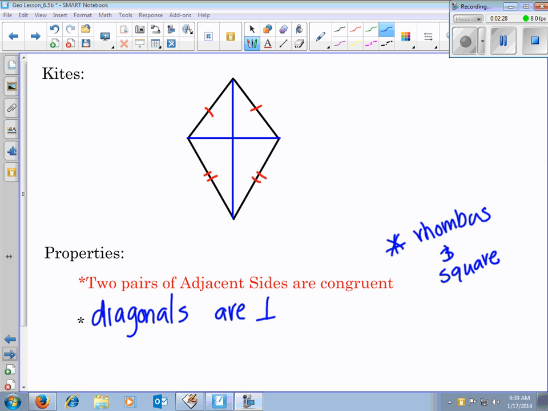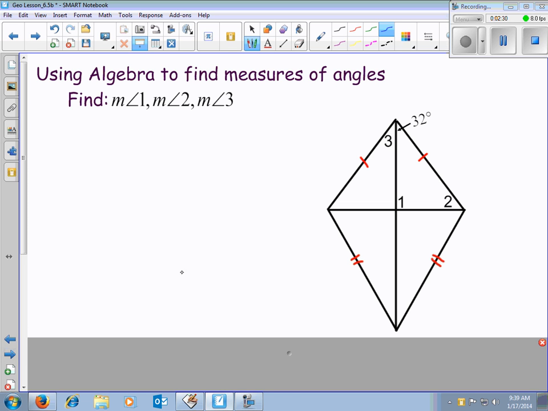Okay, now let's move to some examples. Here's our first example. We are going to try to find the measures of angles 1, 2, and 3. Now, our property that we just learned about our kite, and we know this is a kite because we have two sets of adjacent sides that are congruent, we learned that our diagonals were perpendicular. So that means I know that this angle right here is a perpendicular angle. So I know the measure of angle 1 is equal to 90 degrees.